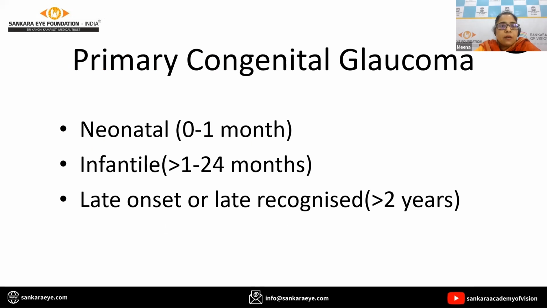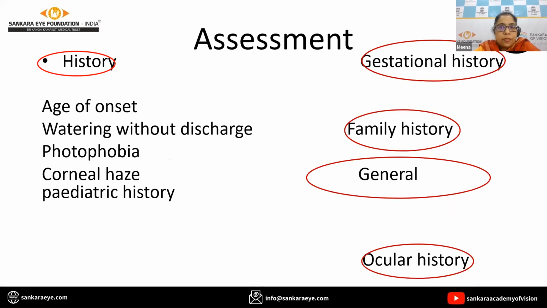When we talk about primary congenital glaucoma, when it happens between 0 to 1 month, it's called neonatal. When it comes beyond 1 to 24 months, it's called infantile. And when it is beyond 2 years, it's called late onset or late recognized congenital glaucoma.